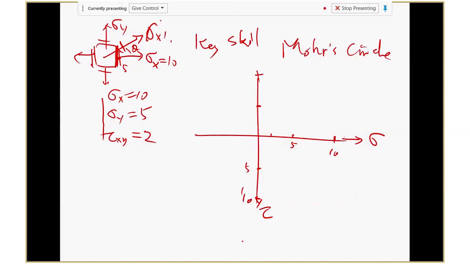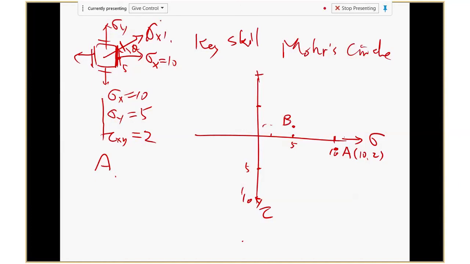Where's point A? A is 10 and 2, right? Okay, 10 and 2. So this is 5, so 2 must be here. So this is point A, 10 and 2. Is that correct? Now where's point B? 5, negative 2. Okay, 5 is here, and negative 2, I must go up 2, so that's here. So this will be point B.